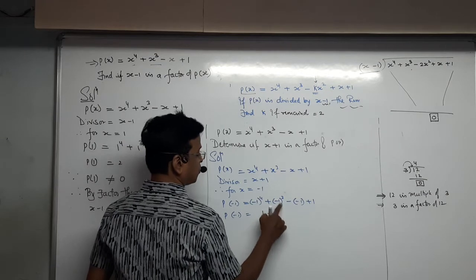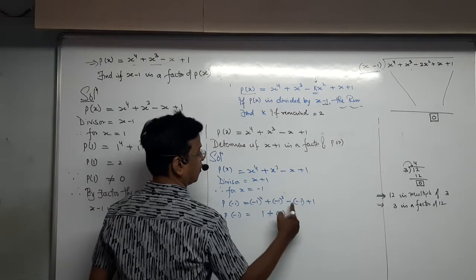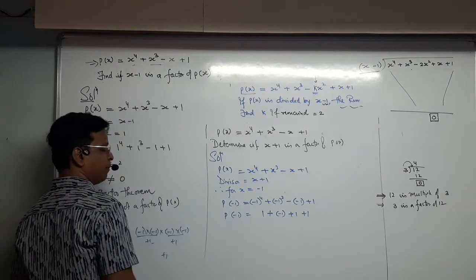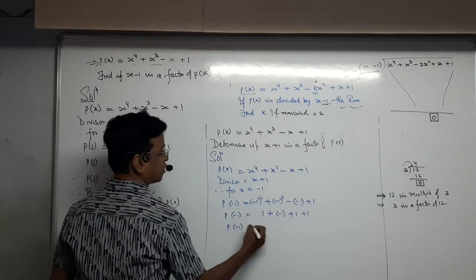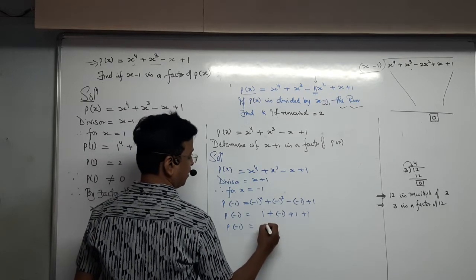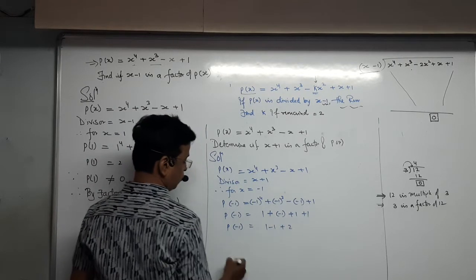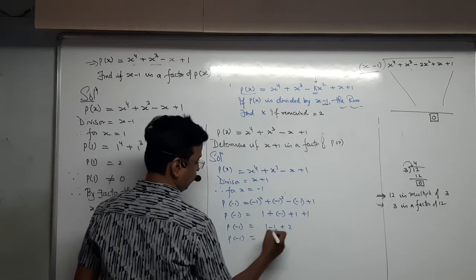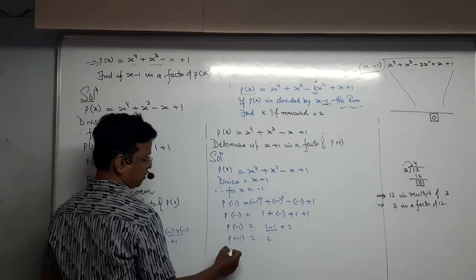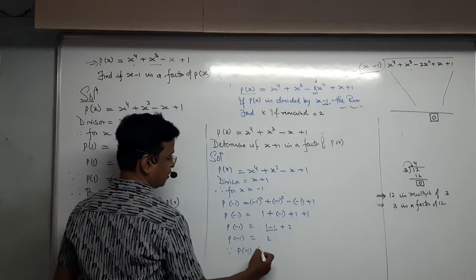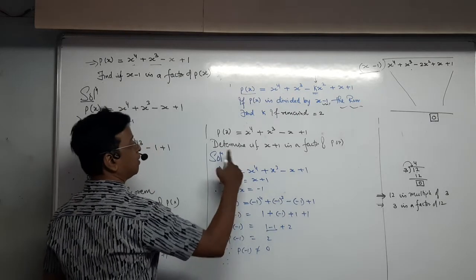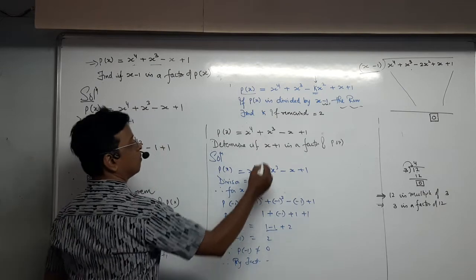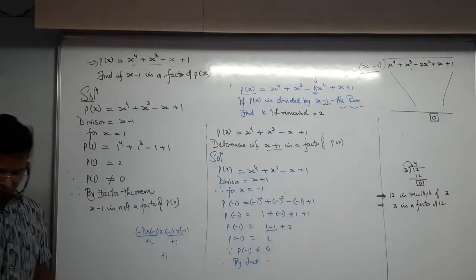This will be what? Minus 1. This will be what? Minus minus plus 1, plus 1. So p of minus 1 is equal to 1 plus minus 1 minus minus 1 plus 1. Again you will get p of minus 1 is equal to 1 minus 1, 0, 2. Again we will tell, since p of minus 1 is not equal to 0, therefore by factor theorem x plus 1 is not a factor of p of x. Are you getting my point?